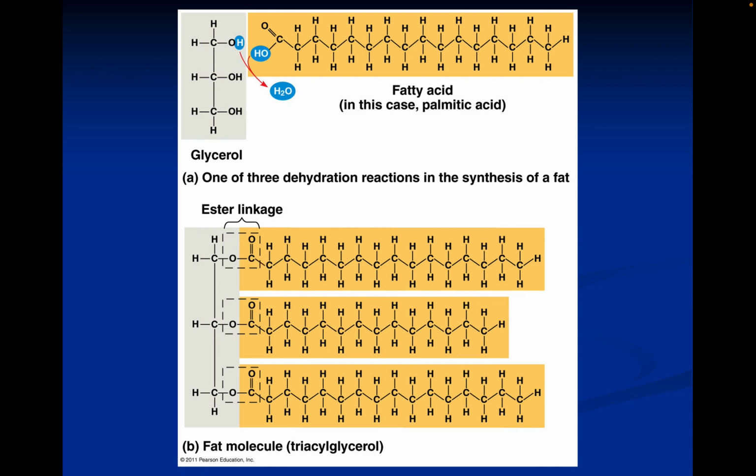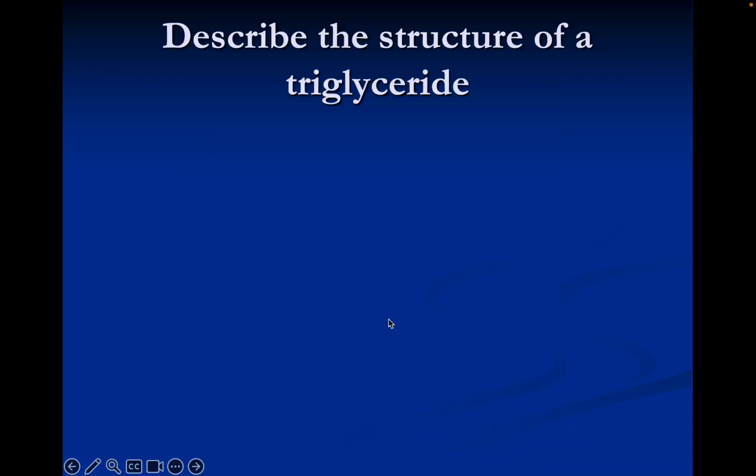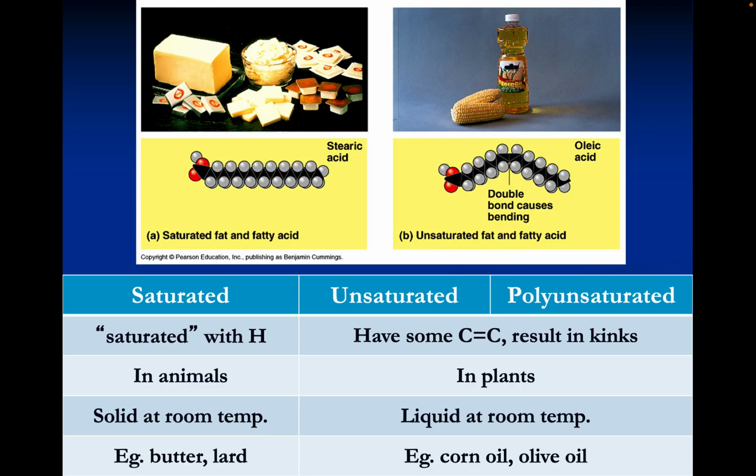Now, one thing that's different in producing a triglyceride is that this dehydration synthesis reaction has to happen 3 times. So the structure of a triglyceride always looks like a capital letter E. All right, take a moment, in your own words, describe the structure of a triglyceride.